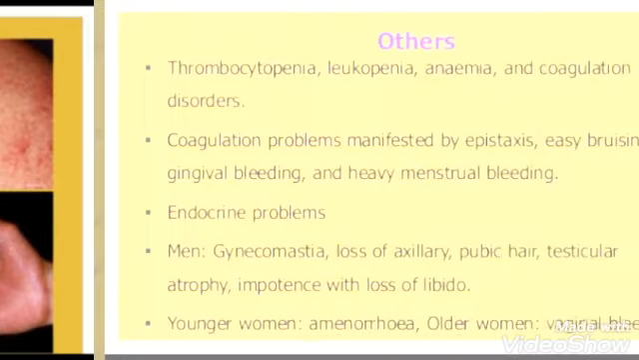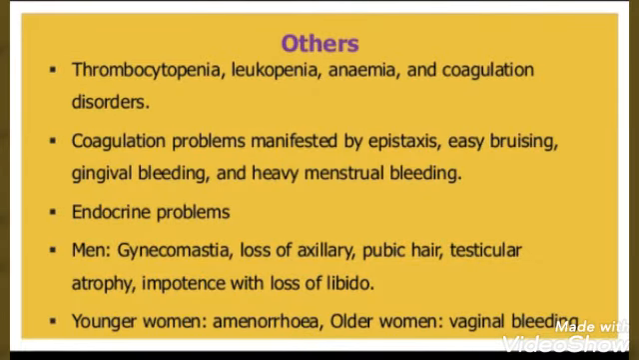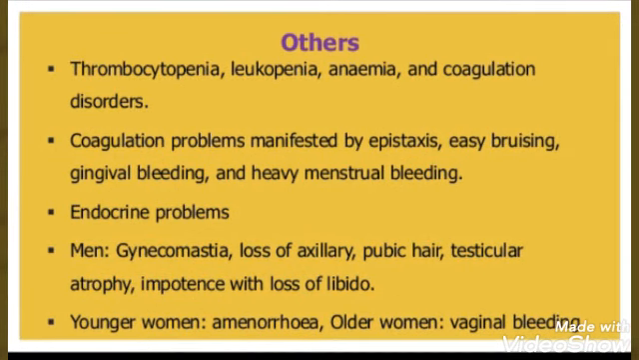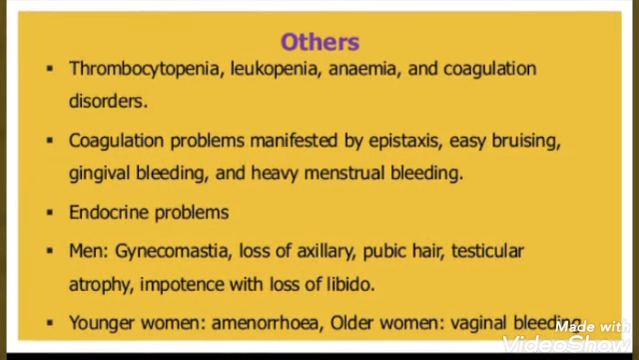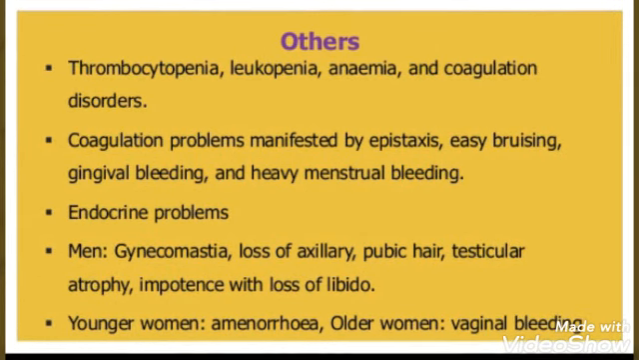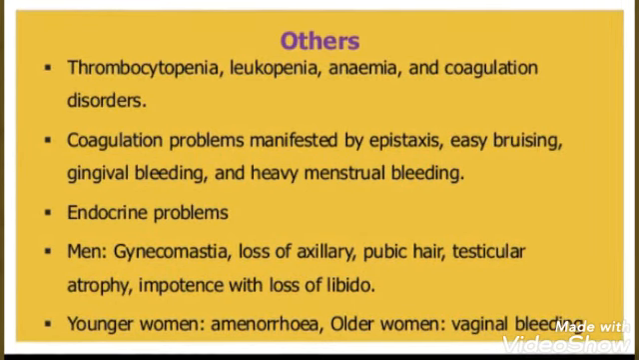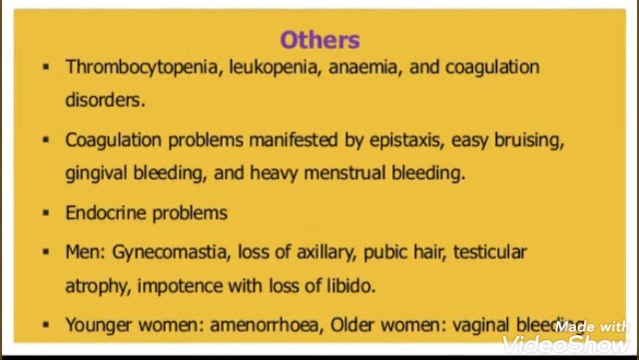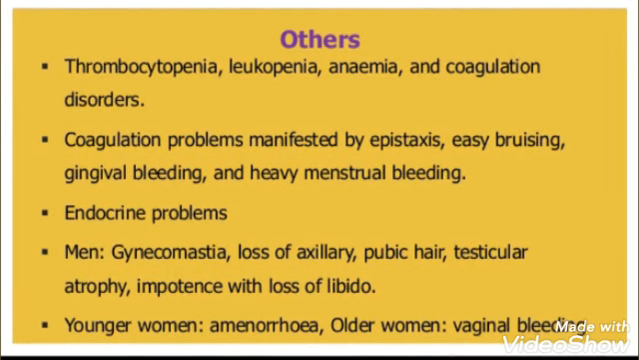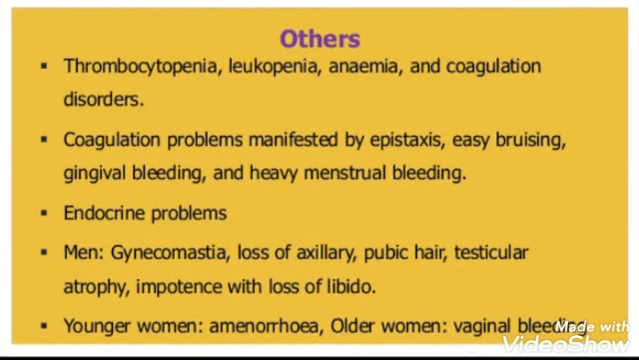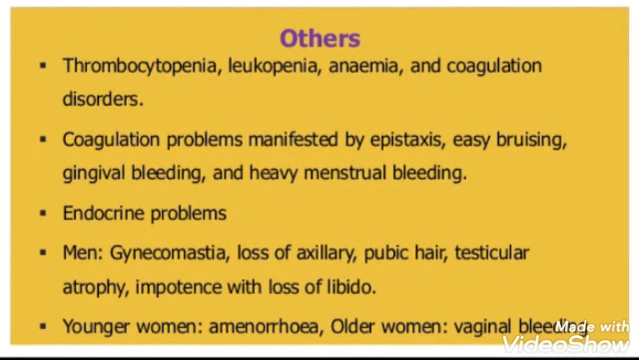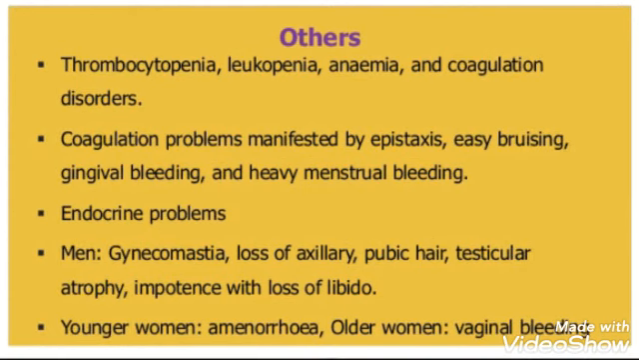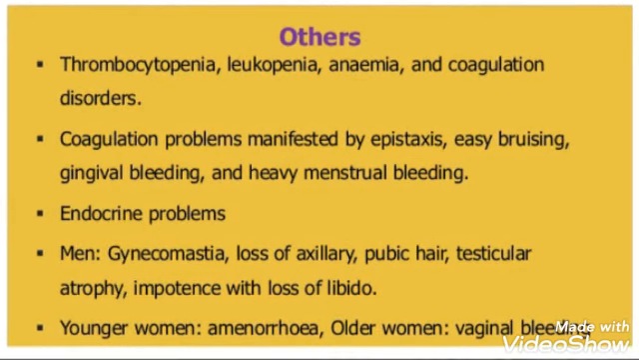Then we'll go for the other symptoms. Other symptoms include thrombocytopenia, leukopenia, anemia, and coagulation disorders. Coagulation problems are manifested by epistaxis, easy bruising, gingival bleeding, that is gum bleeding, and heavy menstrual bleeding. Then endocrine problems: in men you can notice gynecomastia, loss of axillary and pubic hair, testicular atrophy, impotence with loss of libido. Young women can have amenorrhea, and older women can have vaginal bleeding. So these are the other symptoms you can notice.